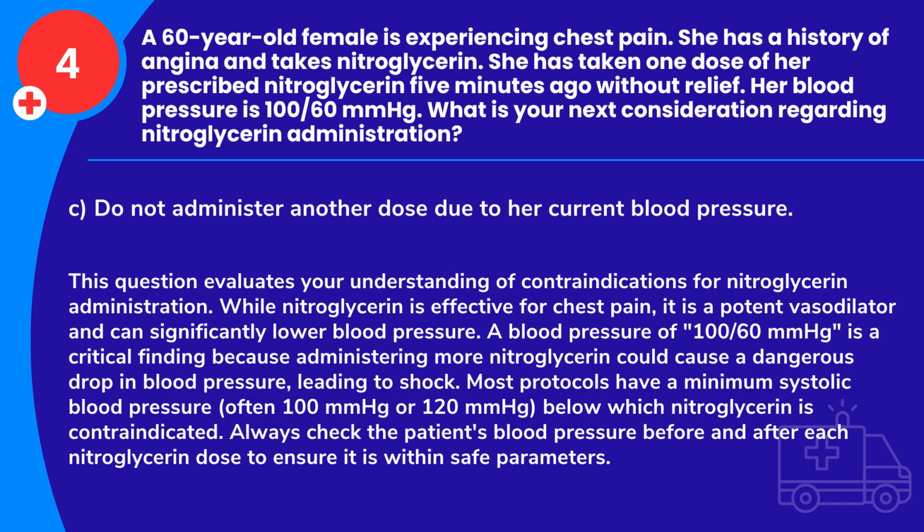While nitroglycerin is effective for chest pain, it is a potent vasodilator and can significantly lower blood pressure. A blood pressure of 100/60 mmHg is a critical finding because administering more nitroglycerin could cause a dangerous drop in blood pressure, leading to shock. Most protocols have a minimum systolic blood pressure, often 100 millimeters of mercury or 120 millimeters of mercury, below which nitroglycerin is contraindicated. Always check the patient's blood pressure before and after each nitroglycerin dose to ensure it is within safe parameters.